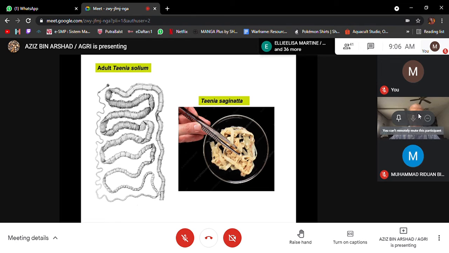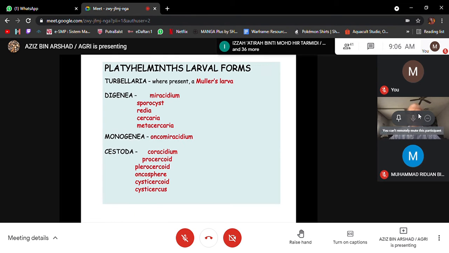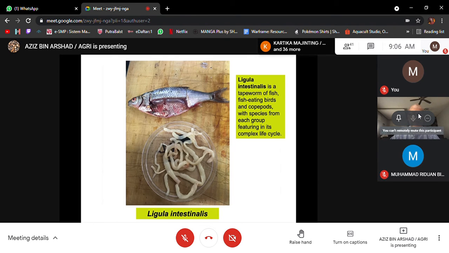So there can be a long chain of proglottids for the tapeworm. And this is coming out from the animals, or it may come to you when you eat uncooked meat. And there are some cestoda that are found in the fish. For example, this is Ligula intestinalis, the tapeworm of the fish, or fish-eating birds and copepod. And this is how it looks when it has been removed from the intestine of the fish. Okay.